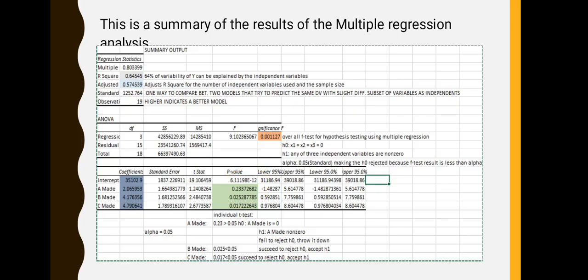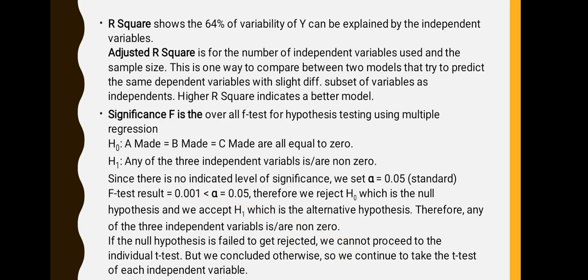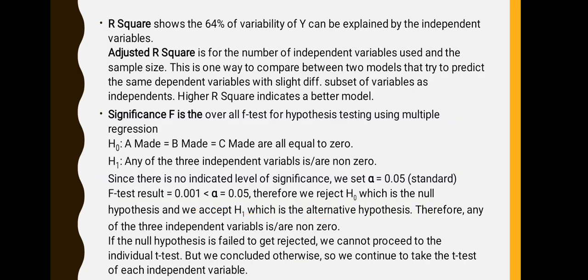I would say that the importance of the individual t-test is that it lets us determine if A made, B made, or C made are equal to zero, or if there is a significance related to our data. So the next would be the individual t-test. Here we have A made with a p-value of 0.233, B made of 0.025, and C made of 0.017.